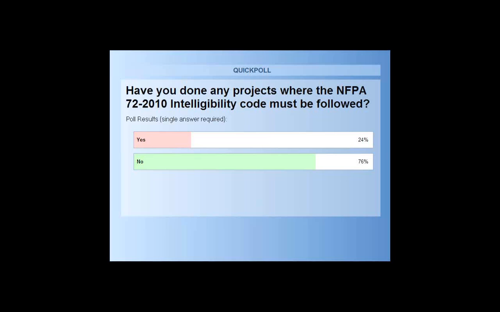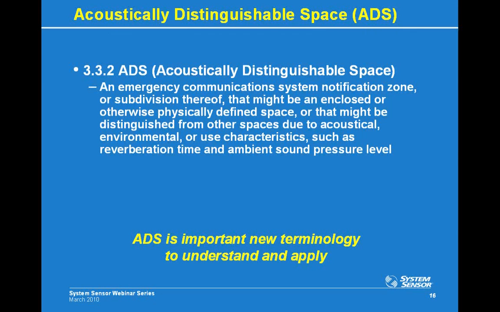So now we'll look at some of the changes to the code. First, a new term has been added to NFPA 72 that is important to understand. That is the acoustically distinguishable space, which I mentioned at the beginning of this presentation.